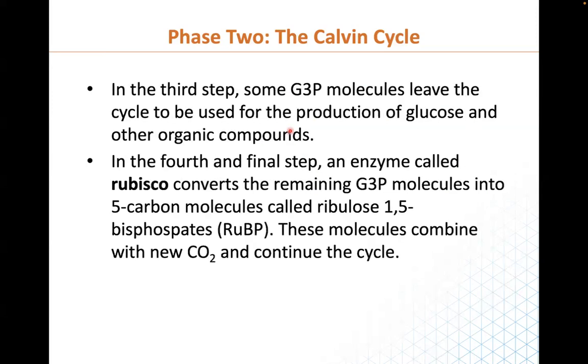In the third step, some of the G3P molecules will leave the cycle to be used to produce glucose and other organic compounds. The fourth step, which is the final step, is when the enzyme, one of the most important enzymes, rubisco, converts the remaining G3P molecules into 5 carbon molecules called ribulose 1,5-bisphosphate, RuBP. These molecules combine with new CO2 and the cycle continues again.